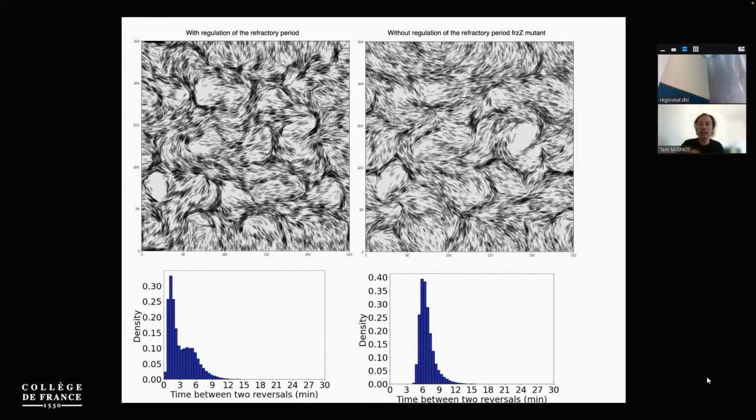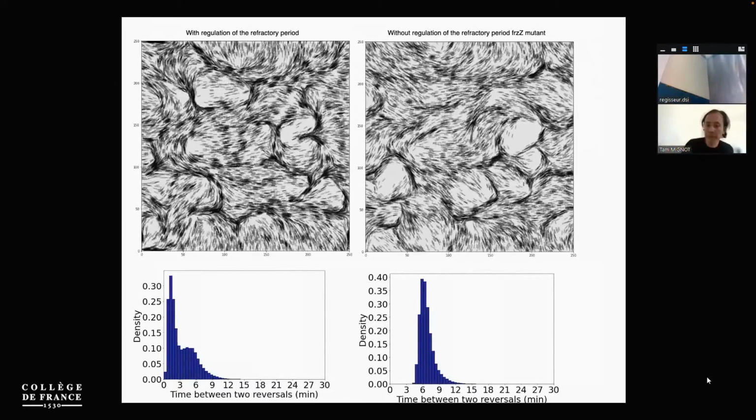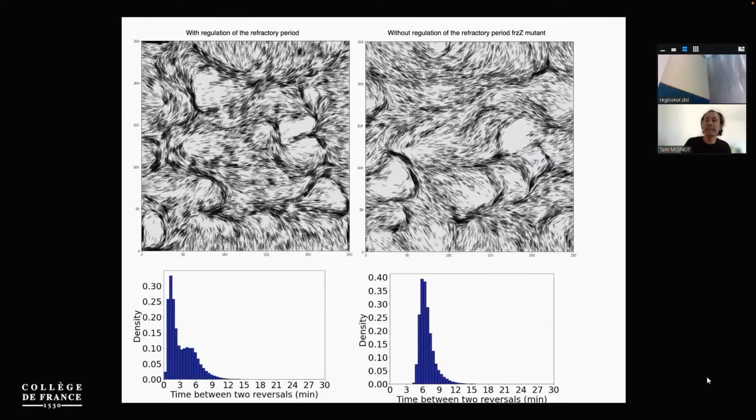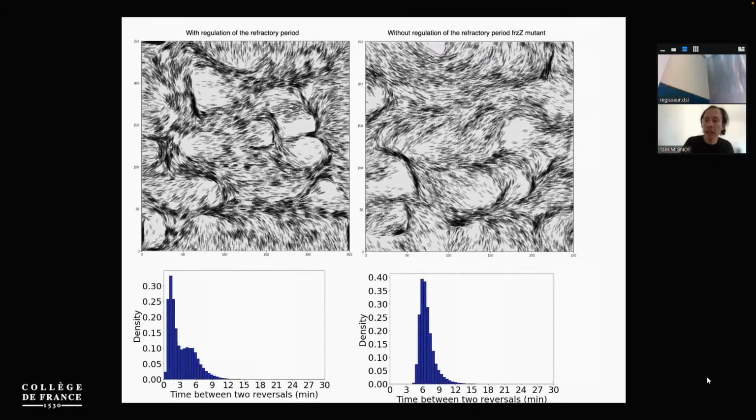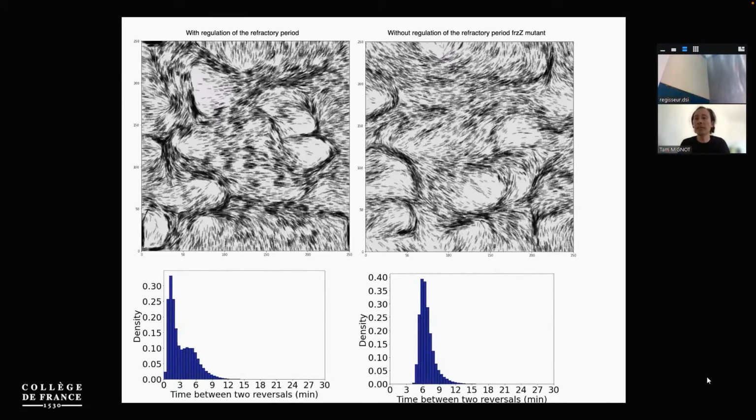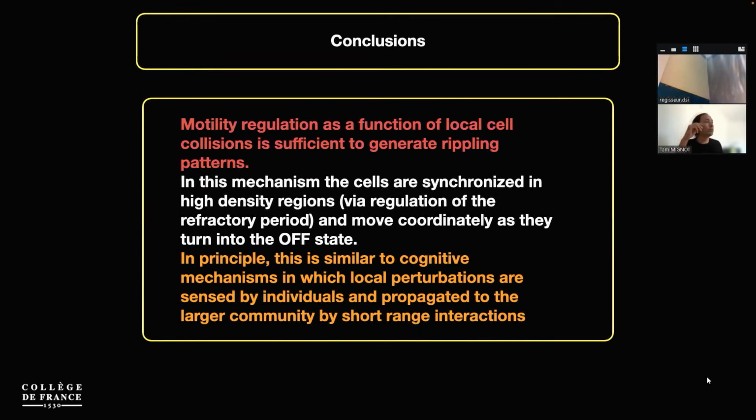Okay, and really that brings me to the conclusion of the presentation. The take-home lessons are that motility regulation as a function of local collisions is sufficient, at least in our experiments, to generate the rippling patterns. And in this mechanism, the cells are synchronized in the high density regions via the regulation of the refractory period so that they move coordinately outside of these high density regions into the off state until they reach a new high density region and synchronize again.